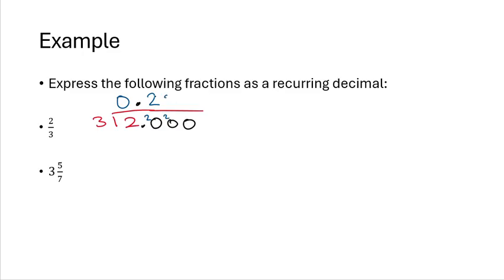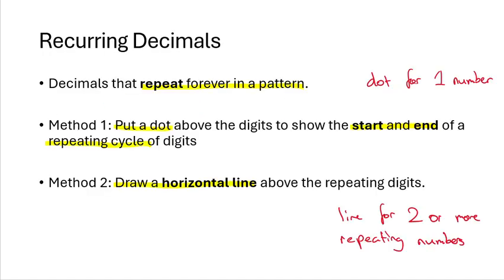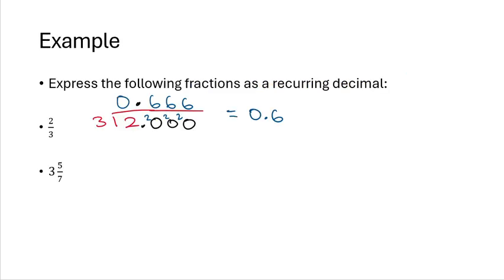And then, oh shoot, hold on. 6 times remainder of 2, 6 times remainder of 2, 6 times remainder of 2. You sort of start seeing the pattern. So you can just safely say, hey, it's just 0.6. And because my advice to you was put a dot for one number repeating itself, just put the dot above the 6. You're done. Now for this one here, you need to convert it to an improper fraction first.